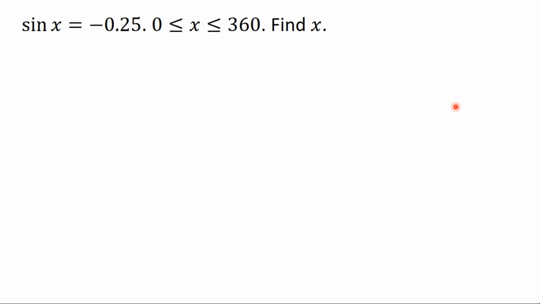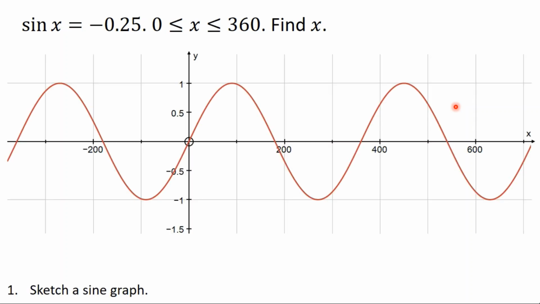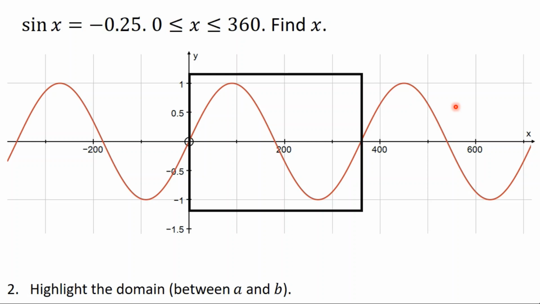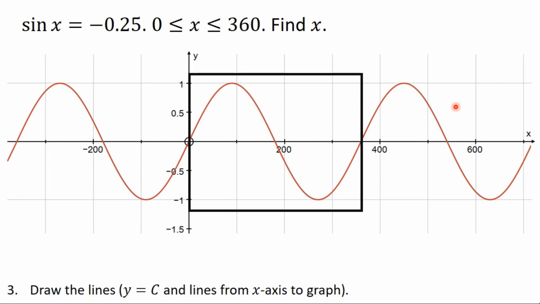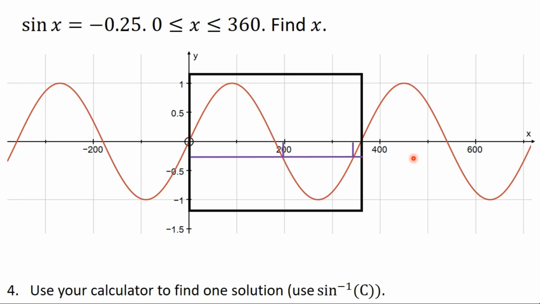If we've got sine x is negative 0.25 and x is between 0 and 360, firstly I'm going to sketch the sine graph, which looks like this. I'm then going to highlight my domain, which is here between 0 and 360 degrees. I'm then going to draw my purple lines, draw the line y equals negative 0.25, and the line going to the x-axis, like that. I'm going to use my calculator to find one solution. According to my calculator, the inverse sine of negative 0.25 is negative 14.48, and that's here on the graph.